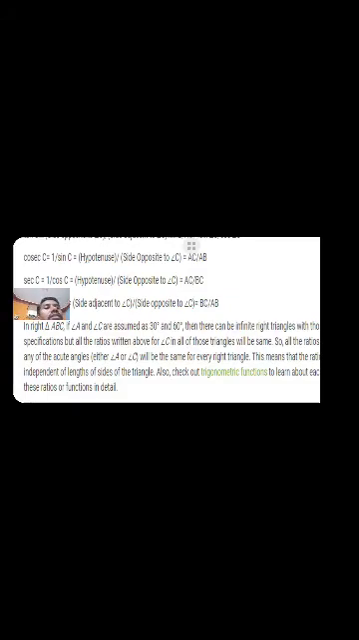Also check out trigonometric functions to learn about each of these ratios in detail. Simply, we have to observe the point, the observation point, with respect to a particular angle. We are saying opposite side by hypotenuse is equal to sine of that particular angle.